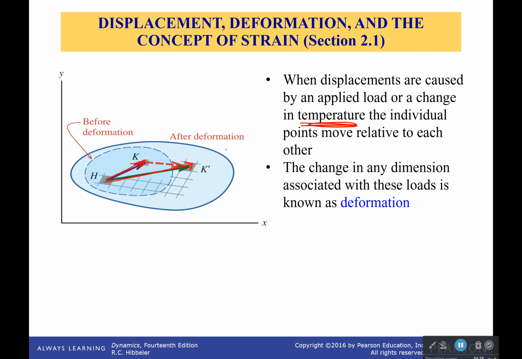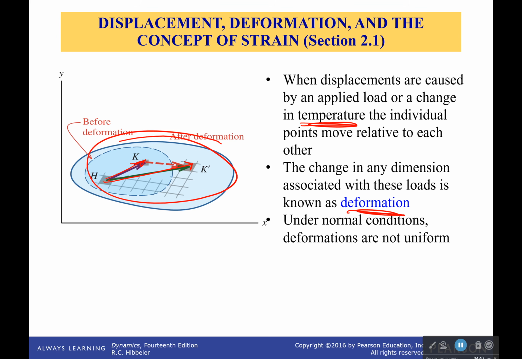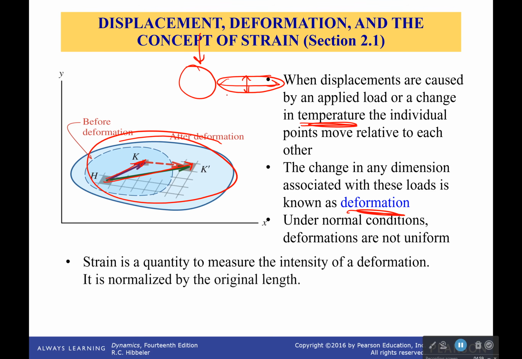Now, the change in any dimension after these applied loads is known as deformation. We have deformed this body. It is no longer the same as it was before. Under normal conditions, deformations are not uniform. They're not going to happen in the same way in every single direction. It just doesn't make sense. Like, if you have a ball and you squish it from the top, well, it gets wider and flatter. It got thinner in this direction and it got wider in that direction. It's not the same in every direction.